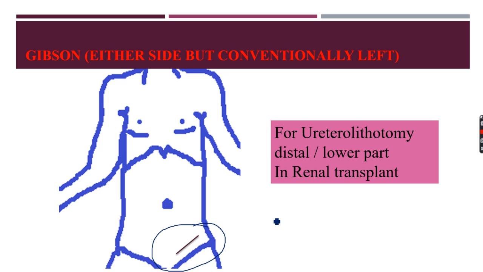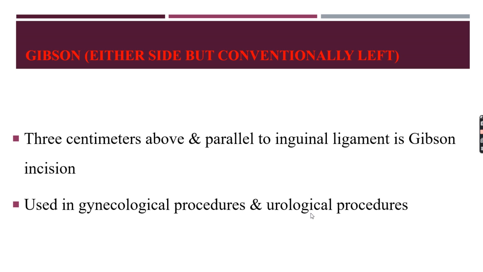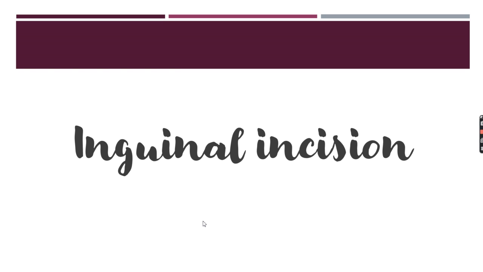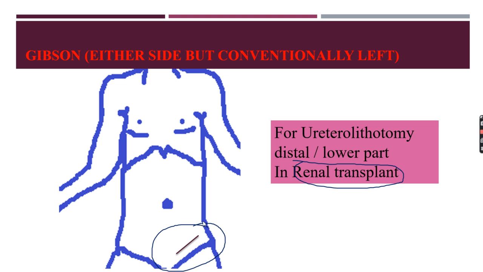And this incision is used for ureterolithotomy, the distal part, the lower part of the ureter, if there is a stone during an open procedure. Sometimes it can also be used for renal transplant. An incision 3 centimeters above and parallel to the inguinal ligament is the Gibson incision, used in gynecological and urological procedures. Sometimes this Gibson incision is also used for hand assisted laparoscopy, right?